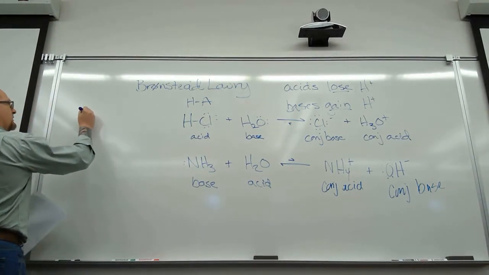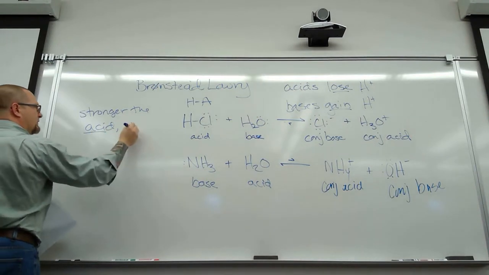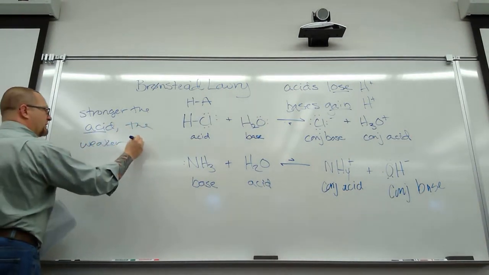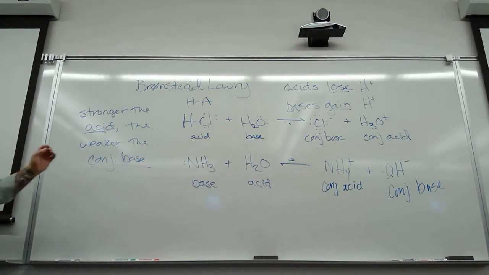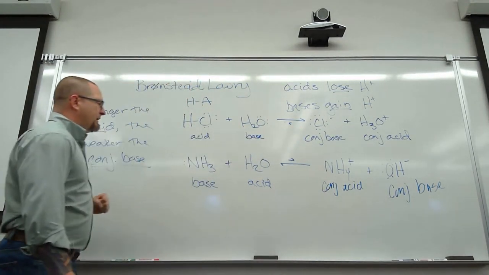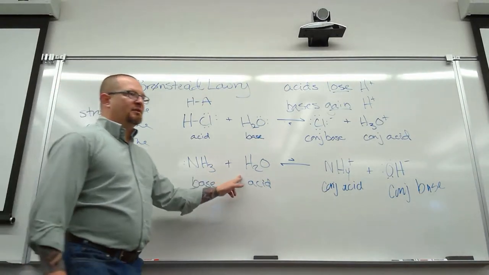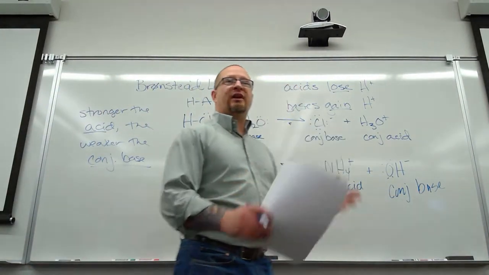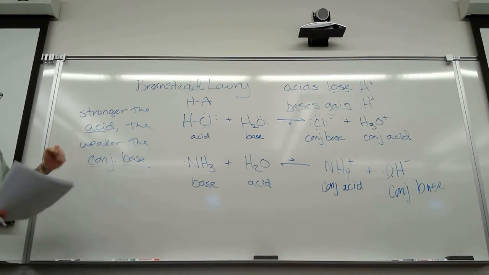The stronger the acid, the weaker the conjugate base. So when an acid is really strong, its conjugate base is not going to be very basic. When an acid is weak, its conjugate base is going to be relatively strong. You always have these opposite pairings. So the opposite holds true for this as well, obviously. And that's going to be really important for rationalizing why things proceed the direction they do later in the chapter. So we're going to be referring to this kind of rationale a lot.